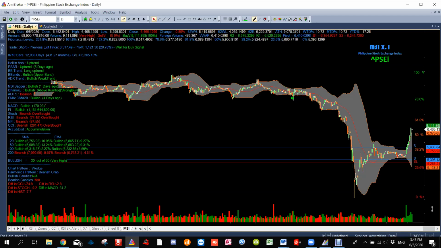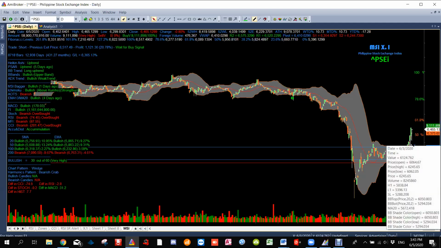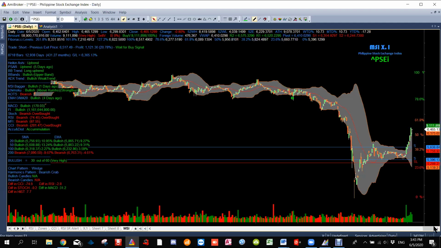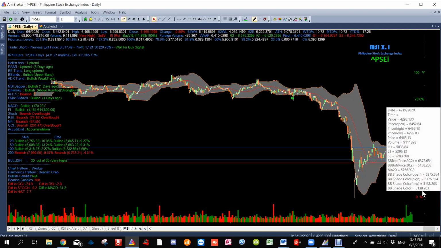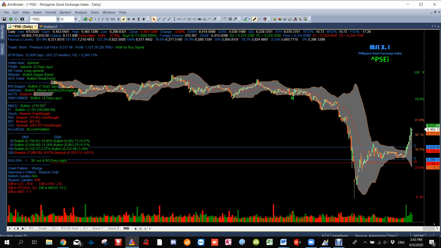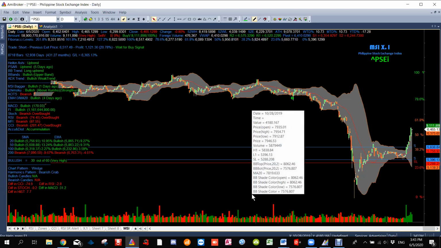When the Bollinger Bands open wide, that's where you expect long candles. In the current stage of the PSE, it is on a bullish trend and the price action is at the upper band, so we can expect big moves in the coming days, as per Bollinger Band analysis.